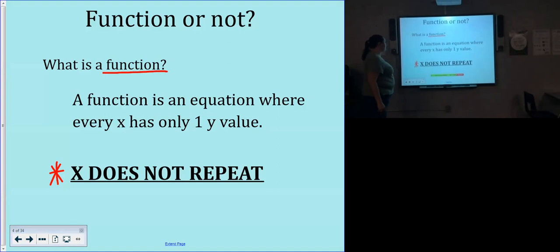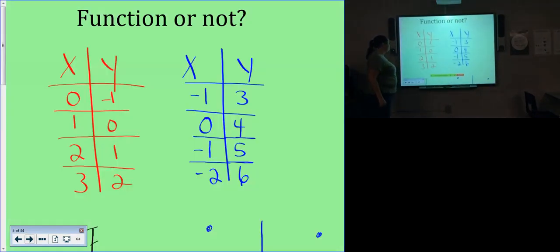All right? So make sure that you have all this down in your notebook. All right, so key thing I'm looking for in any type of representation of a function is I'm looking to see, do the x values repeat? If it does, it is not a function. So I'm looking here in the red table. I see 0, 1, 2, 3. My x's did not repeat. That makes this a function.